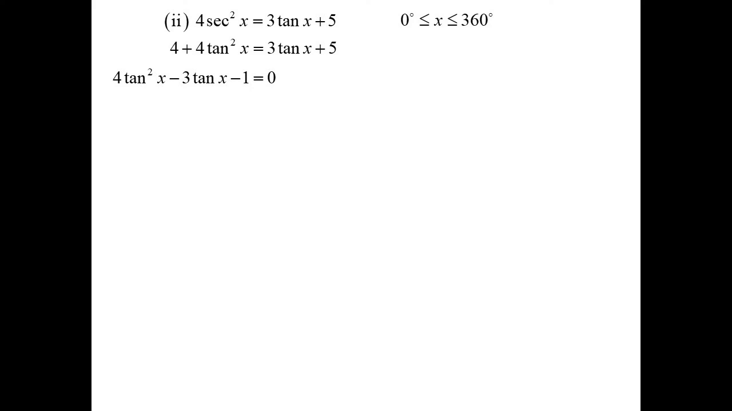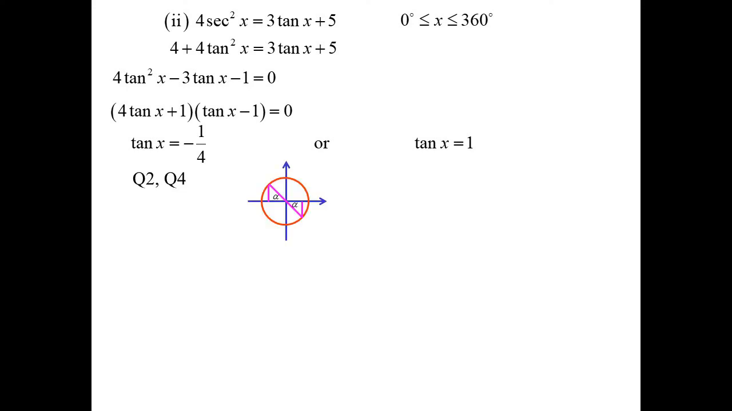And it factorizes this one. So I get 4 tan x plus 1, tan x minus 1, giving me 2 possibilities. Tan x is negative a quarter, or tan x equals 1. If it's negative a quarter, well, tan's negative in the second and the fourth quadrant. The acute angle I'm looking for, well, it's not an exact value, so I've approximated it there to 14 degrees 2 minutes. And we get our 2 possible answers.